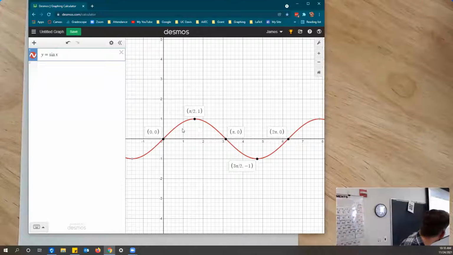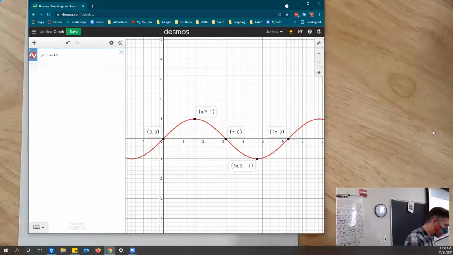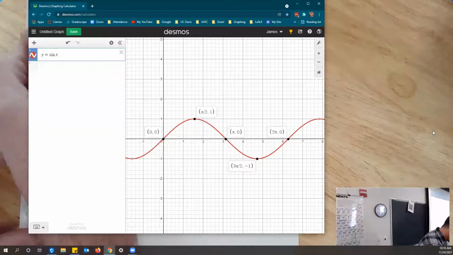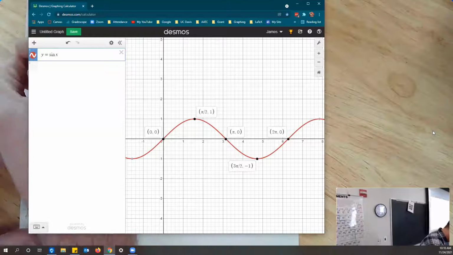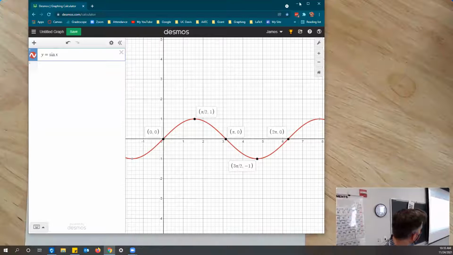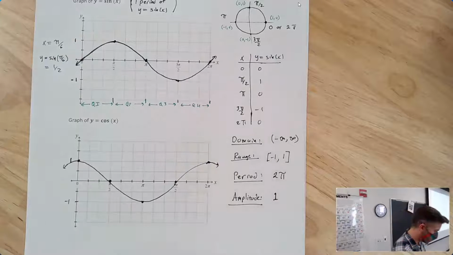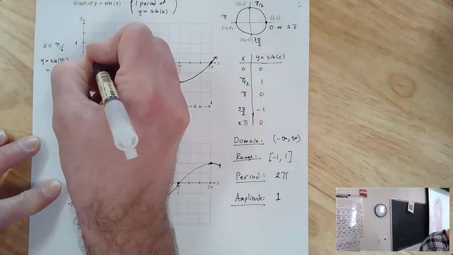Now there's other points, which might be harder to find. They probably don't show up on here easily. But you could plug in other angles and get, for example, just as one other noteworthy point for sine, if you let x equal pi over 6, y is going to be sine of pi over 6, which is 1/2. If x is pi over 6, then the y coordinate is 1/2, which is exactly this point right here.